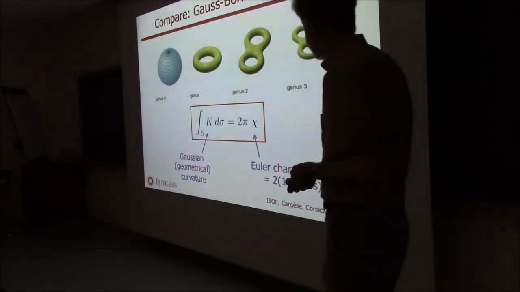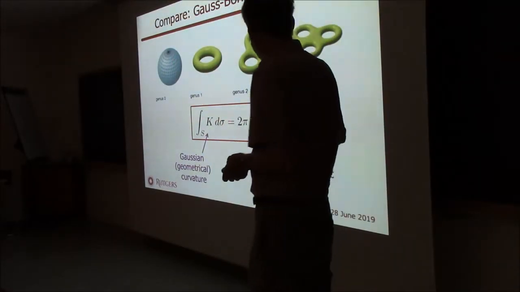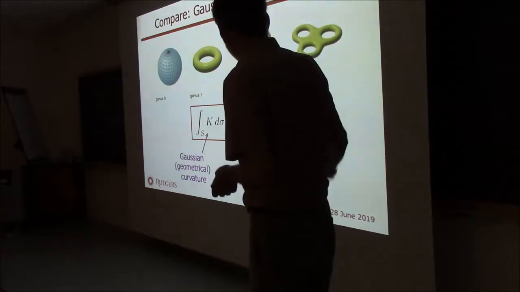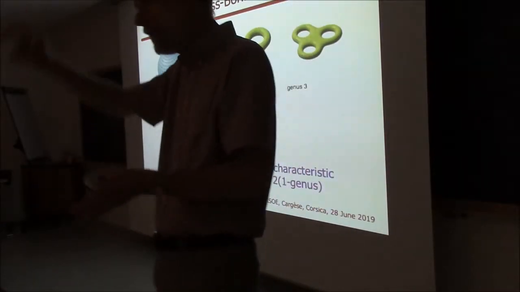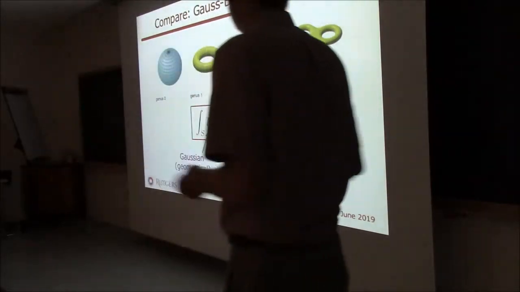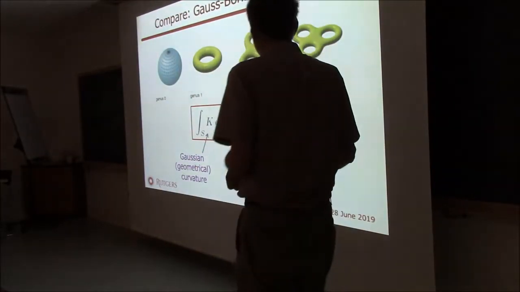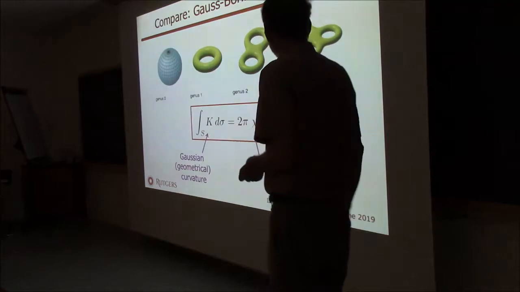And so the integral of the Gaussian curvature over this topological surface is equal to the Euler characteristic, and that's true even as you deform the surface, until you pinch or cut and reconnect the thing, then the Euler characteristic can jump by an integer.